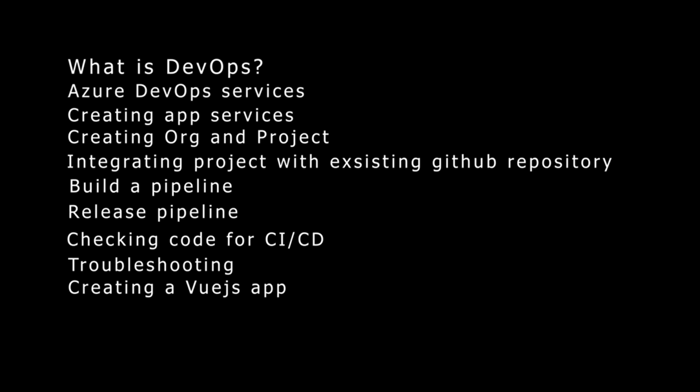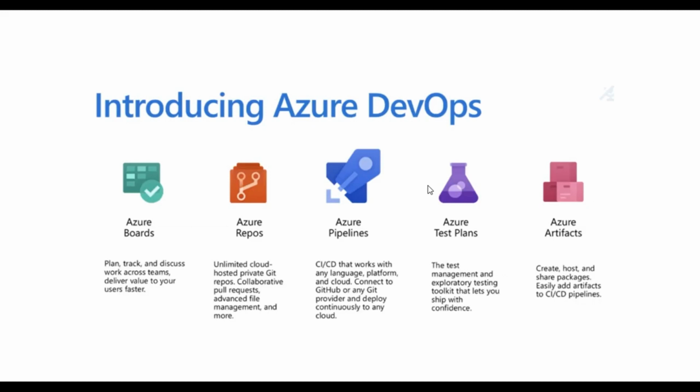Then we integrate the project with the existing repository from GitHub, then we create a build pipeline, and then we release the pipeline and check in the code for continuous integration and continuous delivery. If we face any problem, I will show you how to do troubleshooting, and at the end of the video I will show you how to create a Vue.js app. That's it. So these are the Azure DevOps services.